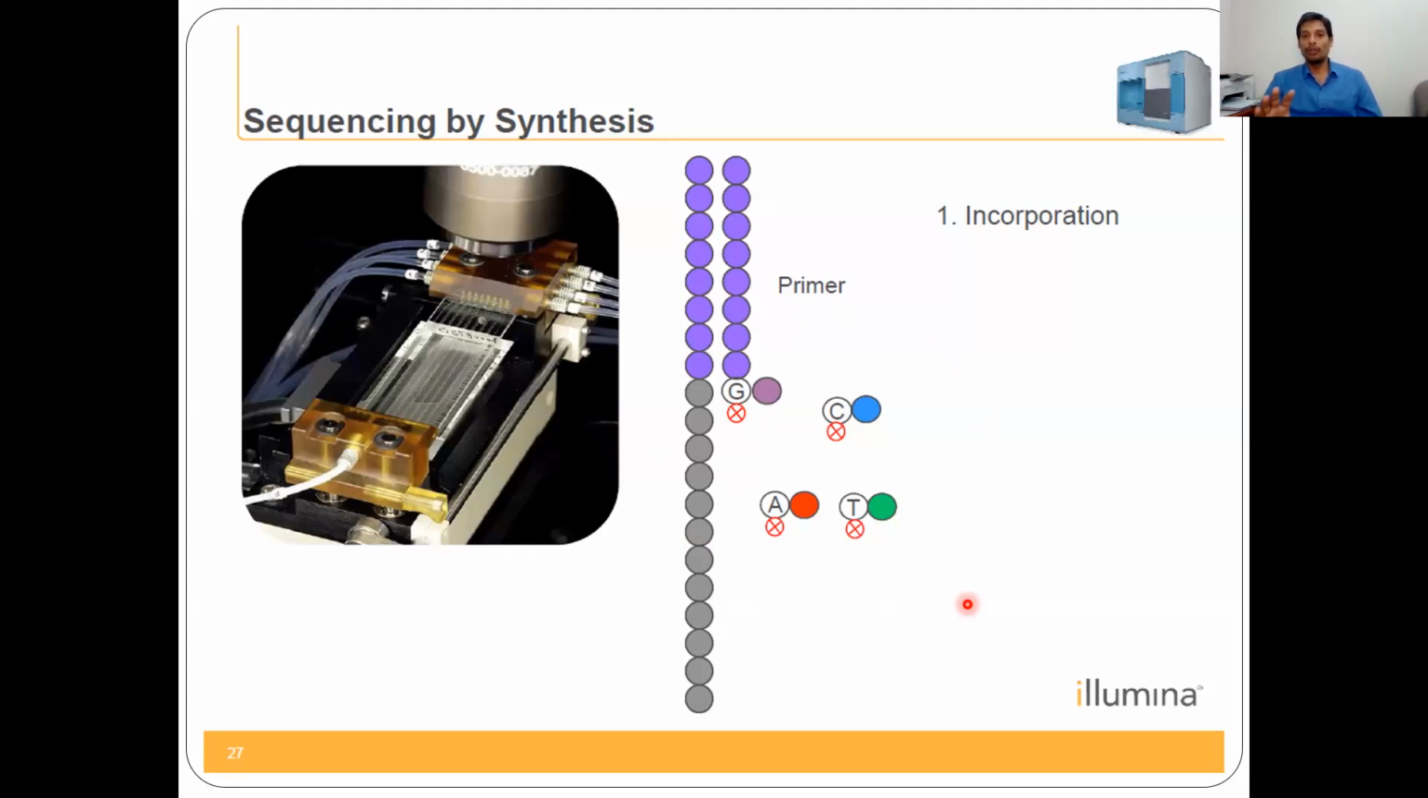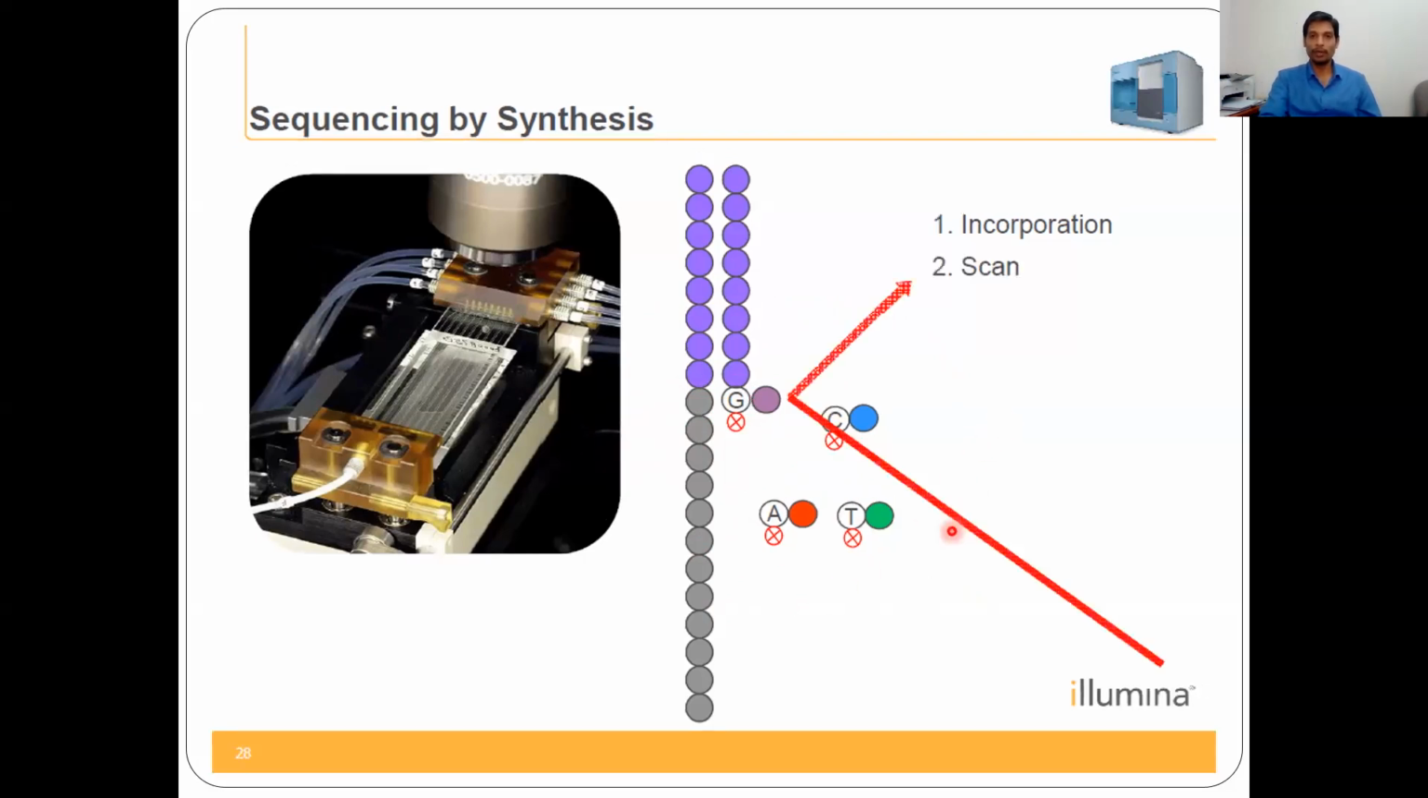So even though we are injecting all 4 to the flow cell, only one nucleotide attaches to the primer, the one complementary to the first template nucleotide. After that, it will stop, even though the nucleotides are there. So that is the incorporation, the first step.